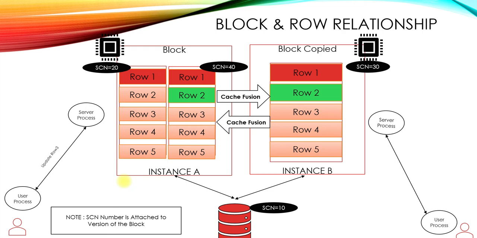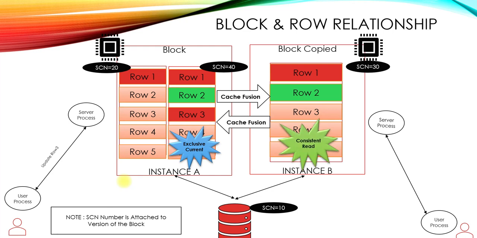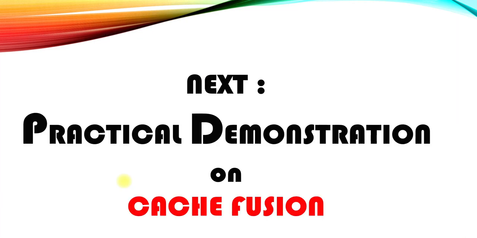Now user 1 says update row 3. Row 3 is updated. The block is updated and stamped as SCN 40. Because this is the latest block, which has been copied from instance B to instance A and modified, and which has the latest SCN, it is stamped as exclusive current. So this is the latest block, which will be used for recovery purposes as well as persisted to the data files, and the older blocks will be consistent read. So that's done. I hope you guys enjoyed that demonstration.